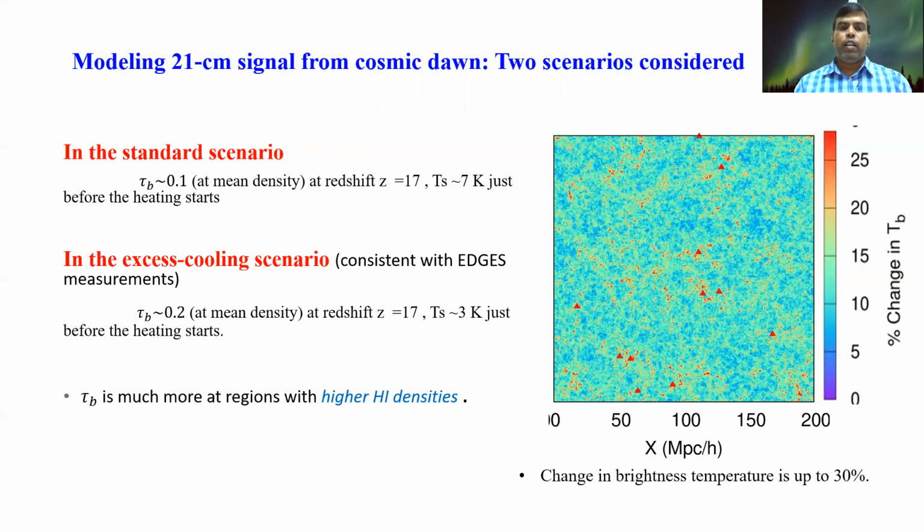Then we try to model the 21 centimeter signal from cosmic dawn and investigate the impact of large optical depth. We consider two scenarios: one, the standard scenario, and another is the excess cooling scenario, where the IGM temperature is much colder, which is consistent with EDGES measurements. The right panel shows the difference in delta Tb calculated using two equations, and we found out that the calculated delta Tb is actually over predicted by 30% if we use the linearized equation. Particularly, regions with higher densities are affected more.